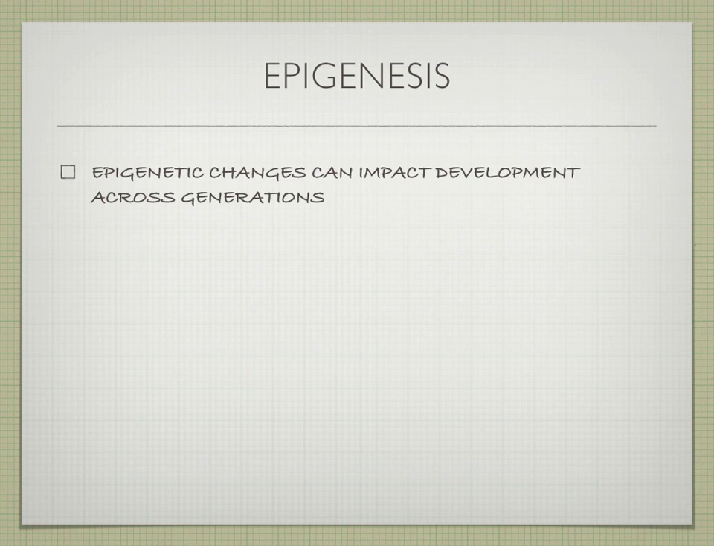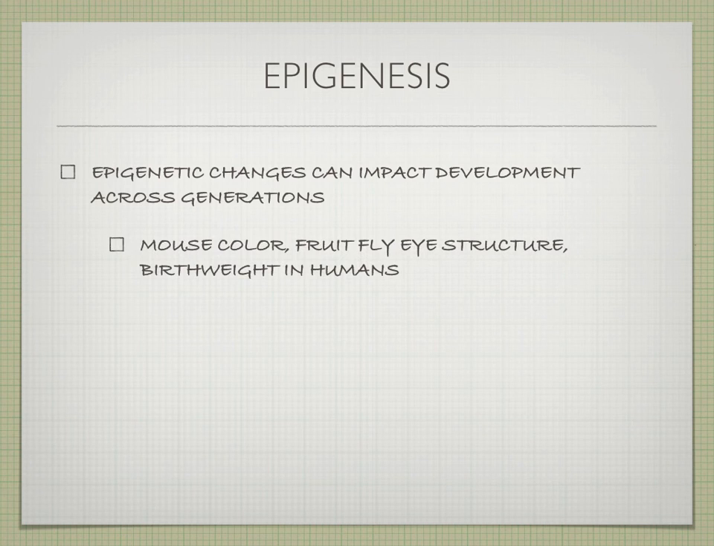Epigenetic changes can impact development across generations. So there's an article that is linked on D2L that talks about how, before a baby's even conceived, a mother's diet can impact her offspring. There are also studies that famine of your grandmother can influence your genetic expression as well. We've also seen this with mouse color, fruit fly eye structure, birth weight in humans, again, as being related to that famine study I was discussing.